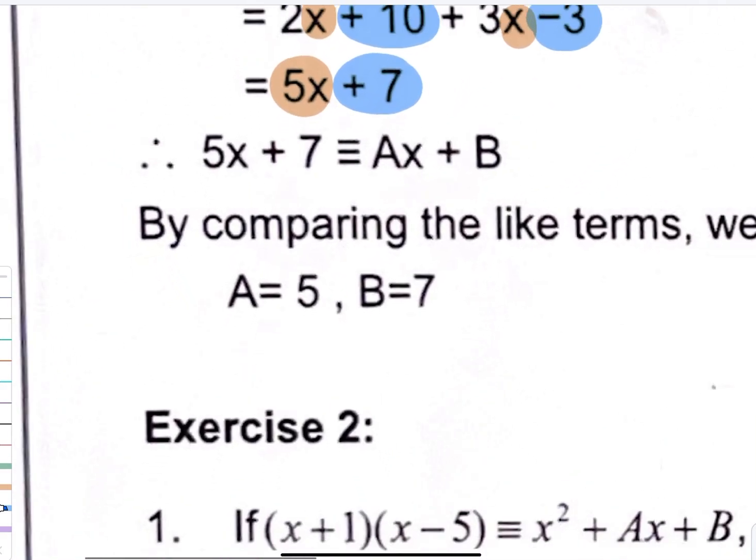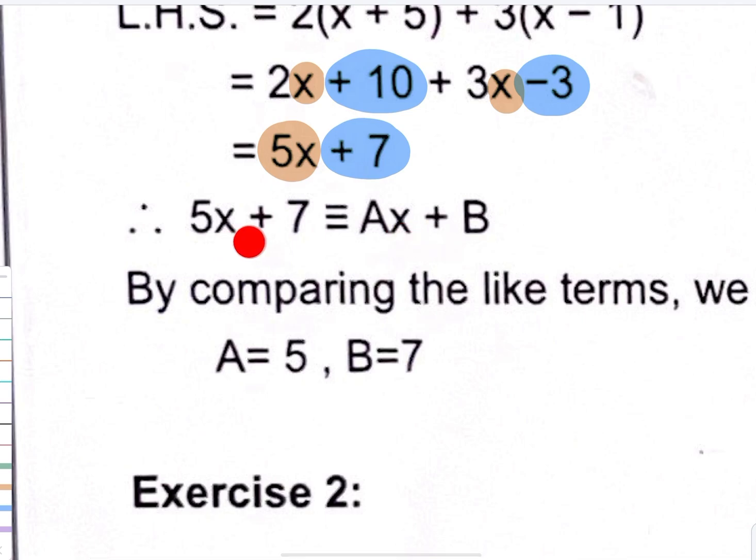And then since we know that they are identical to each other, everything has to be in order. So everything that has x has to be the same as this one. So this whole part next to x has to be the same as the whole part next to the x here. So it's 5 here and it's a here. So you will write 5 equals a.